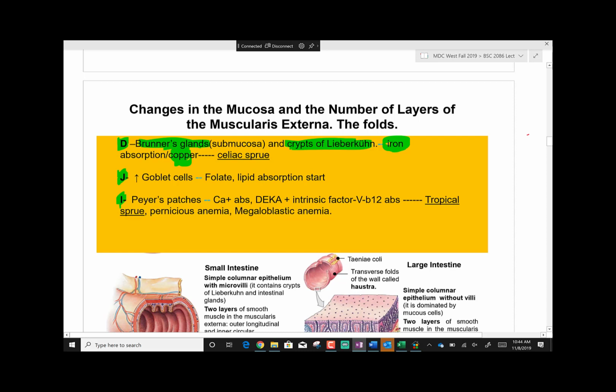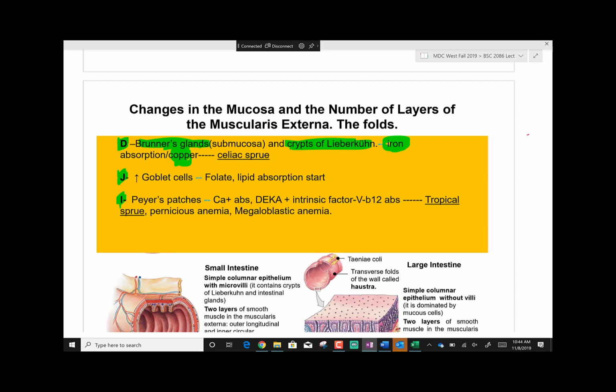So most of the iron and copper that is absorbed in your body is at the level of the duodenum. Why do I care about iron? Because iron is the basis of what? Heme, right? Of hemoglobin, right? Which is the basis of my what? Red blood cells. Without it, then I do not have what? Ways of transporting oxygen, right? Or no red blood cells.